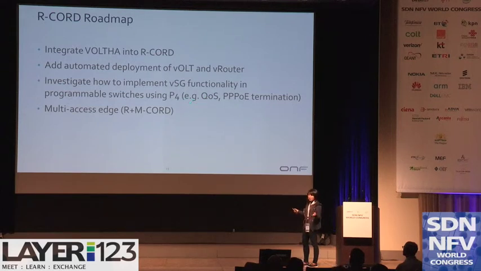P4 is an effort that we've put a lot of focus into because it allows us to leverage the programmability to do things like implementing VSG functionality. We would be able to do things like QoS and PPPoE termination. We would be able to look at leveraging hardware so that we can program VNFs into hardware, and leverage the speed and capability of the hardware to provide some of this functionality. And then, as was mentioned, multi-access CORD. So RCORD is part of that, being able to leverage one pod and provide various functionality, including RAN functionality, in the same pod.